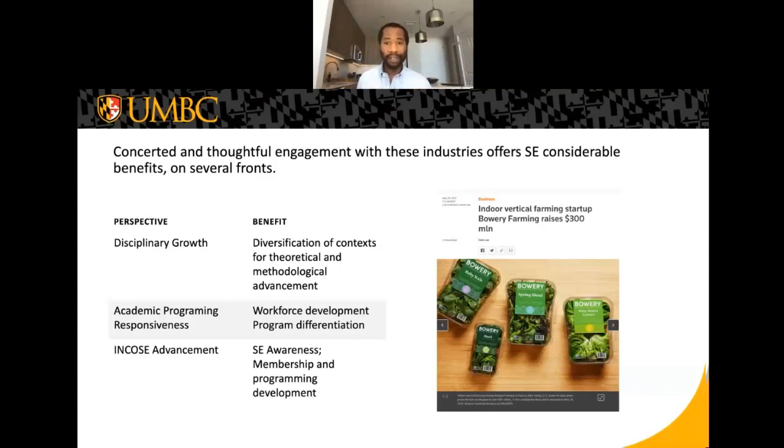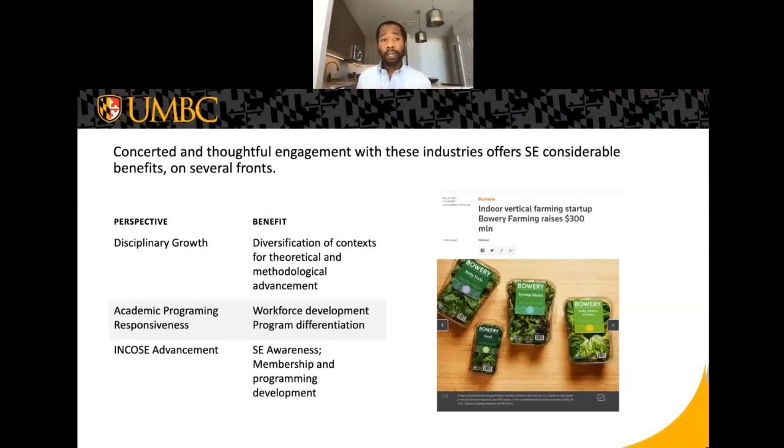Bowery Farming specifically recently raised $300 million as concerns around food production and food security are growing in relevance and prominence. So these benefits, again, are great: they span disciplinary growth and provide diversification of context for growing systems engineering theory and methods, especially for us. That was the impetus for our exploration from an academic programming responsiveness perspective, supporting programmatic differentiation and workforce development as well.